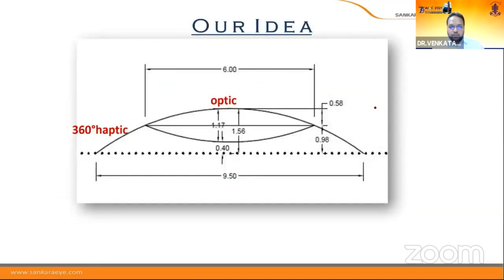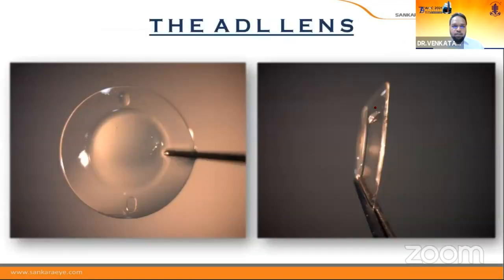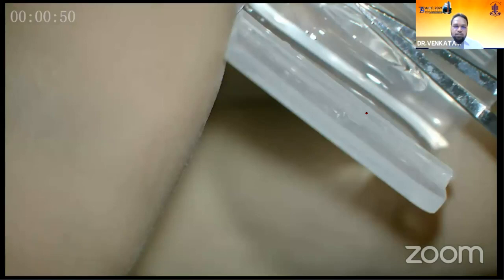And this was our lens design. This is our lens where we can see a central 6 mm optic and a 360 degrees haptic, which is angulated as seen in this particular picture, and it comes with two dialing holes. This is the video showing the implantation.